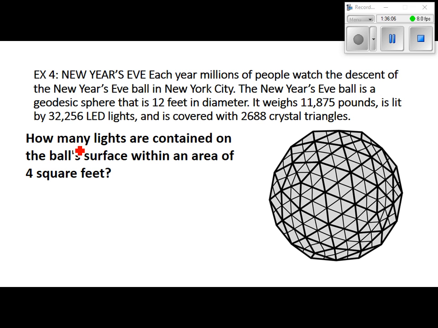New Year's Eve, each year, millions of people watch the descent of the New Year's Eve ball in New York City. The New Year's Eve ball is a geodesic sphere that is 12 feet in diameter. It weighs 11,875 pounds, is lit by 3,256 LED lights, and is covered with 2,688 crystal triangles. How many lights are contained on the ball's surface within an area of 4 square feet? So, 4 square feet.